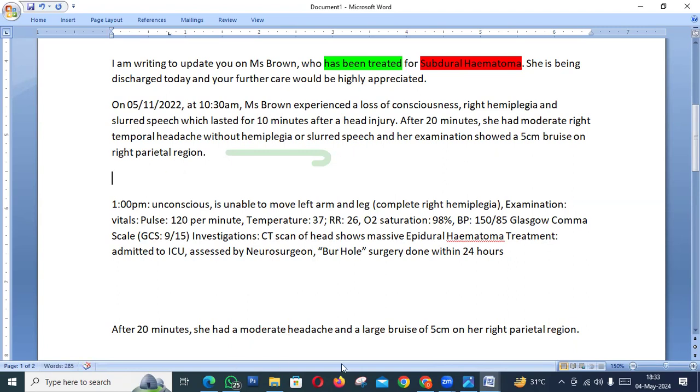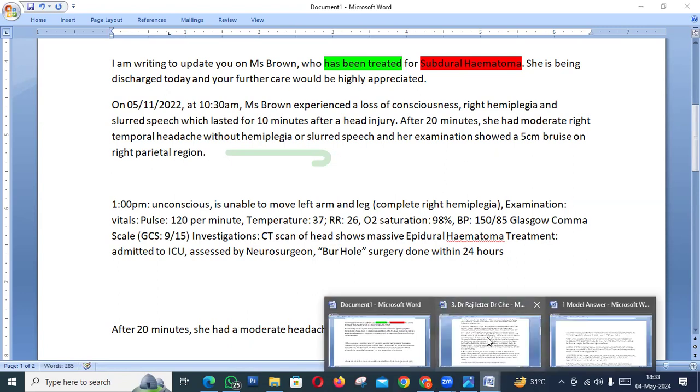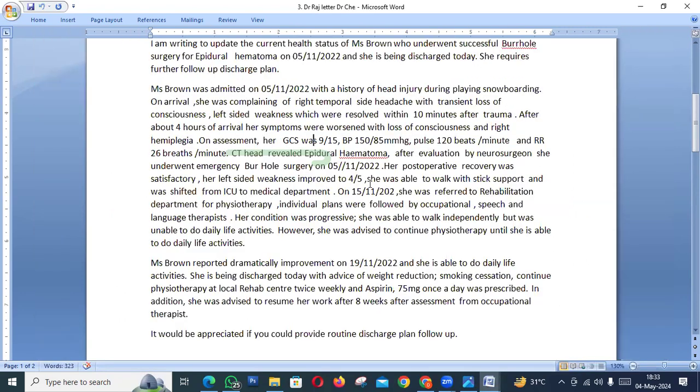Let us cheat from Dr. Raj's letter, okay? After about 4 hours, okay. Like this. This is one paragraph. He is writing all. After about 4 hours of arrival, her symptoms were worsened. You can see the language.